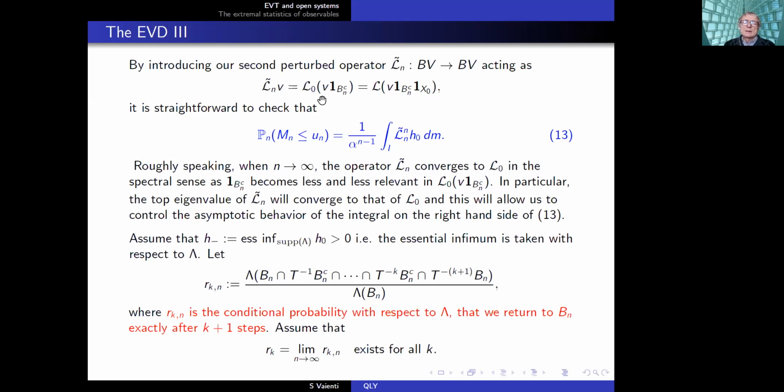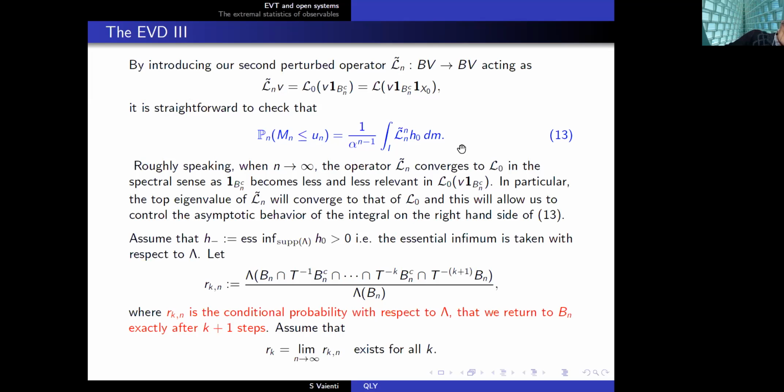So I repeat, the first perturbed operator was constructed multiplying by the characteristic function of x naught. Now I multiply it by the characteristic function of the complement of the target set, because since the target set goes to 0 when n goes to infinity, this complement will become larger and larger. For this reason, even the second operator can be considered a perturbation of the original one, which is L. So all this to say that this distribution can be written in this way.